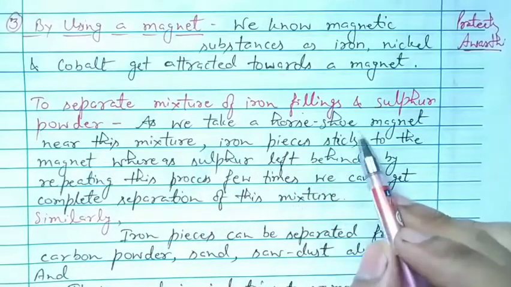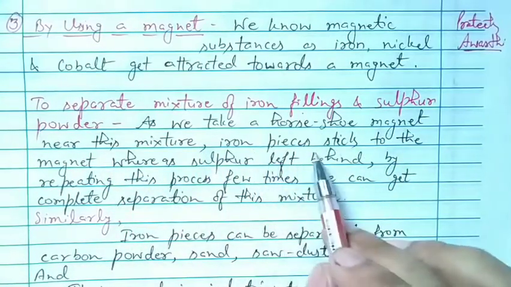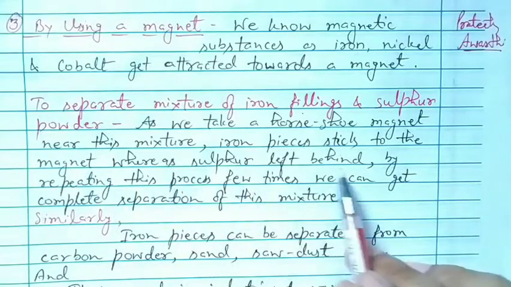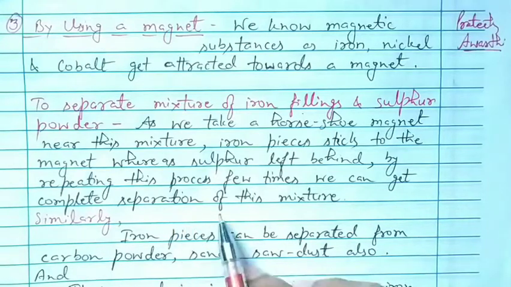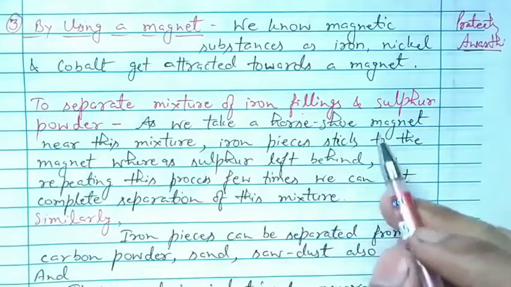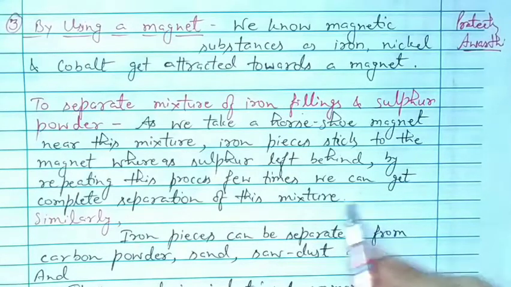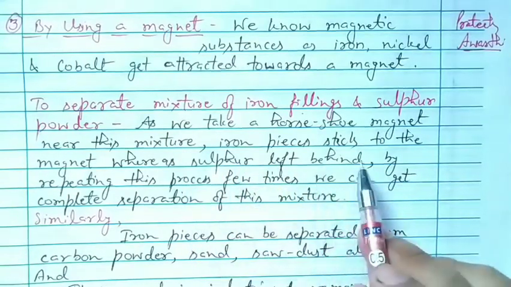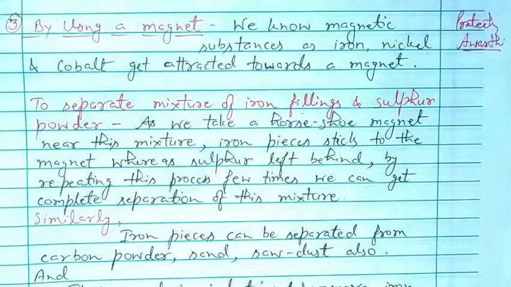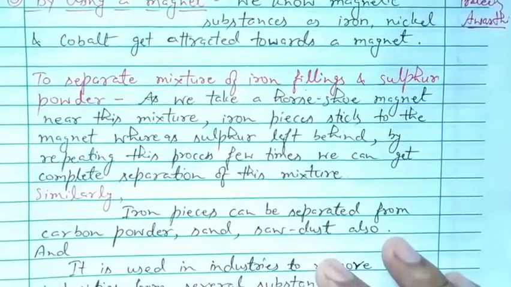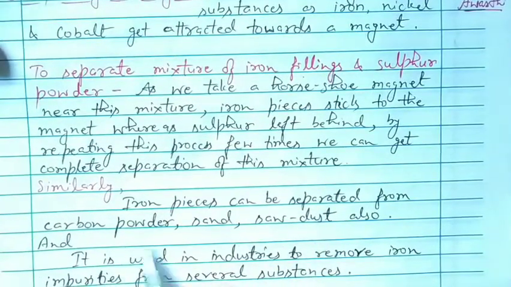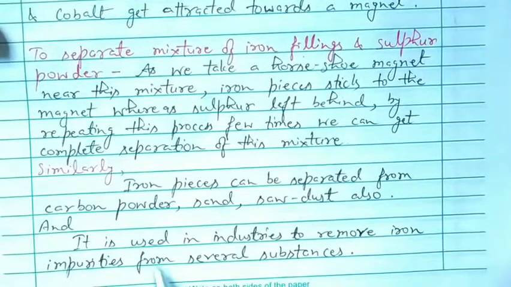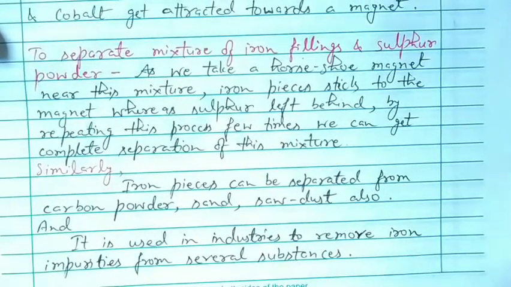As we take a horseshoe magnet near the mixture, iron pieces stick to the magnet whereas sulfur is left behind. By repeating this process a few times, we can get complete separation of the mixture; all the sulfur powder will be left behind in the container and iron filings will be stuck to the horseshoe magnet. Similarly, we can use this method to separate iron pieces from carbon powder, sand, sawdust, because these are non-magnetic substances. And it is used in industries to remove iron impurities from several substances.